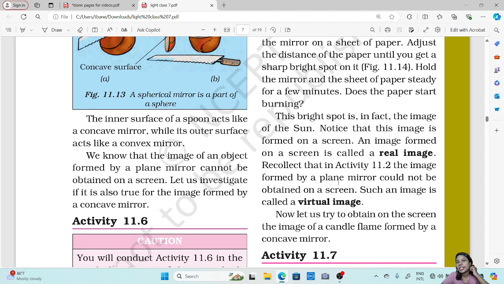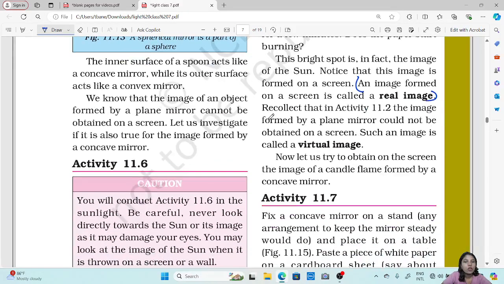So now what they are saying is that the bright spot we could see on the paper is actually the sun. So we have finally got the image onto a screen, and it is a real image. An image formed on a screen is called a real image. Recollect that in activity 11.2, the image formed by a plane mirror could not be obtained on a screen. Such an image is called a virtual image.